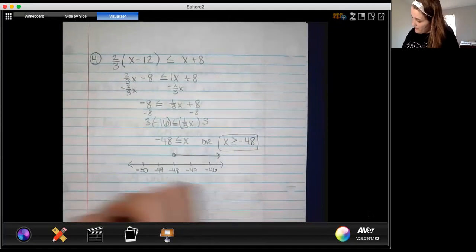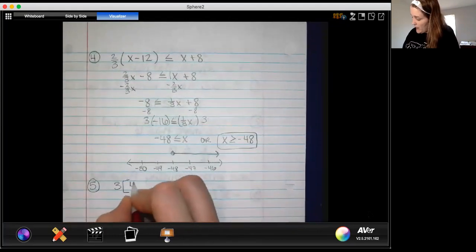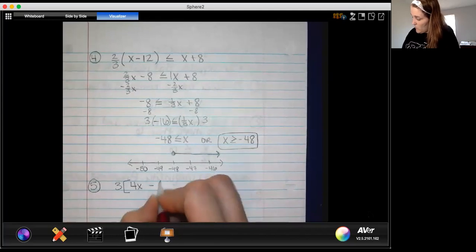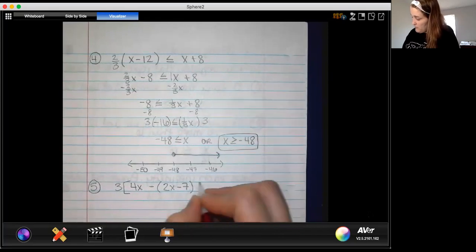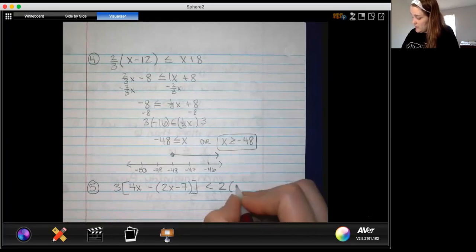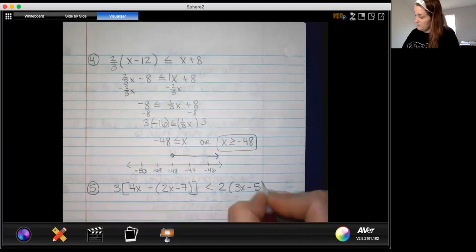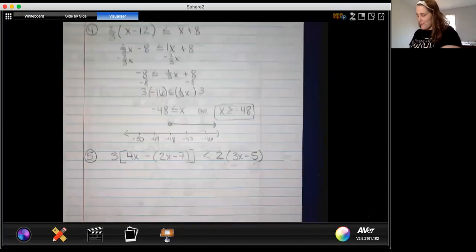Let's try number 5. 3 bracket 4x minus the quantity 2x minus 7 bracket is less than 2 parenthesis 3x minus 5. Okay, and I'm going to go ahead and challenge you to pause now and see how this comes out. Are you pausing? Are you doing it? Go ahead and do it. Okay, welcome back. Let's see what this problem should look like.